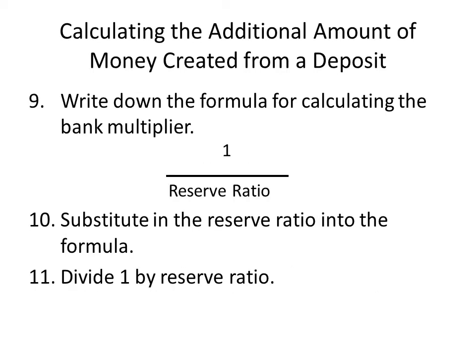Our next step is to calculate the bank multiplier. So we're going to need to write down the formula for calculating the bank multiplier, 1 divided by the reserve ratio, substitute the reserve ratio into the formula, and then divide 1 by the reserve ratio.